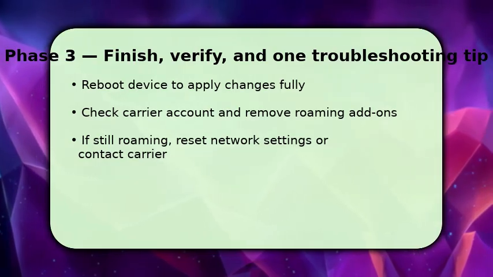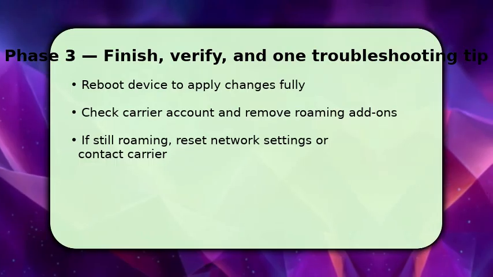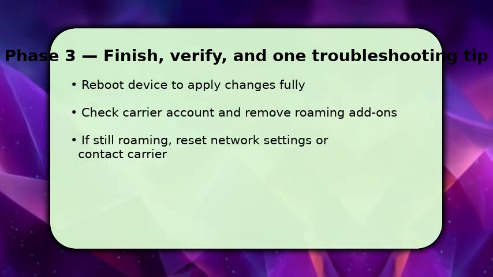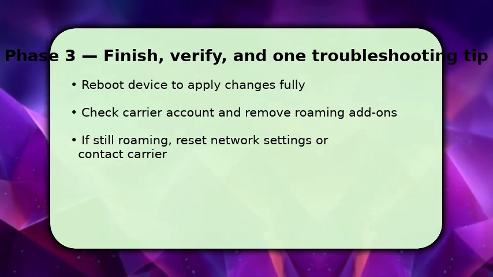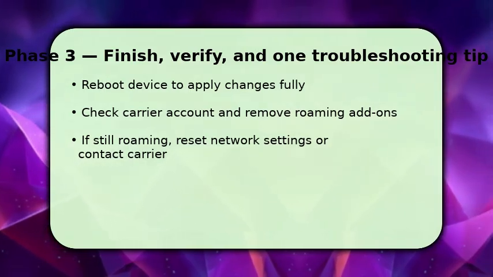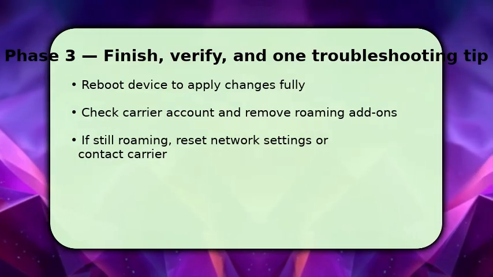add-ons that could auto-reactivate. If you still see roaming, reset network settings. This clears saved networks and APN entries. Finally, contact your carrier with exact error messages if problems persist. They can block roaming at the account level and explain any billing protections.